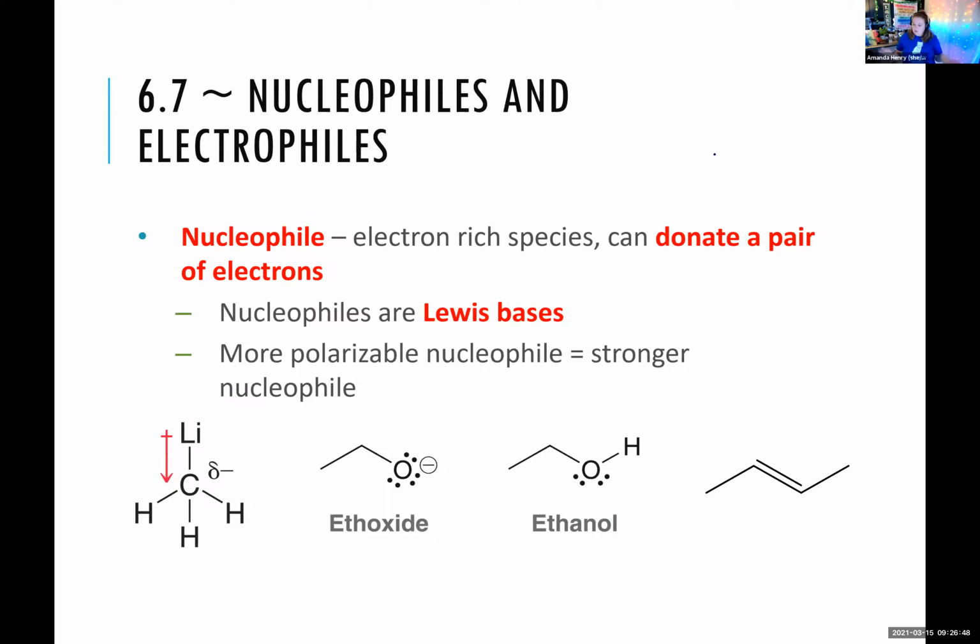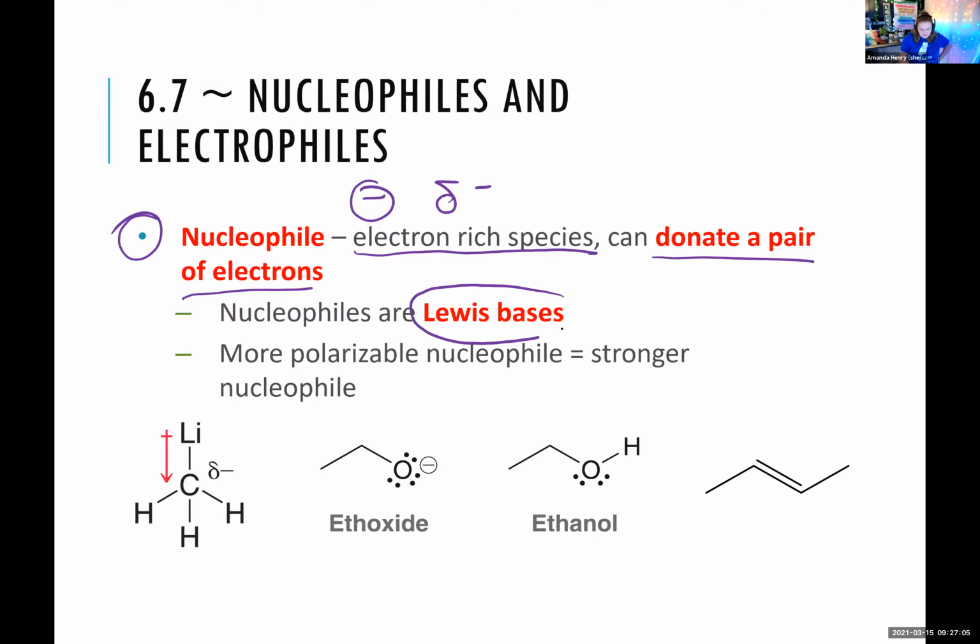So a little bit more on each of these. Our nucleophile is something that is electron rich, so negative or partially negative, and it can donate a pair of electrons. So these also fall under the category of a Lewis base, because that's the Lewis base definition, that they are electron donors. There are some examples down here of things that are nucleophiles or things that are electron rich.